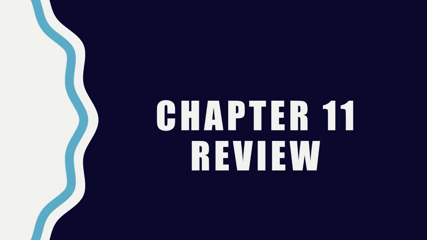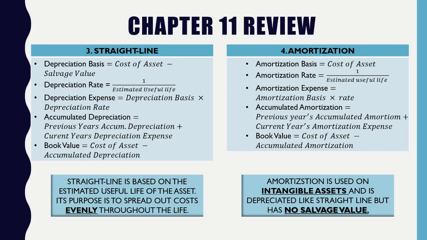Okay? So again, chapter review, we talked about straight line versus amortization. Here are the formulas, side by side, pretty similar. The only thing you need to know here is that straight line is where you spread the cost evenly over the estimated useful life, whereas amortization is meant for intangible assets, and it follows the exact same method as straight line.